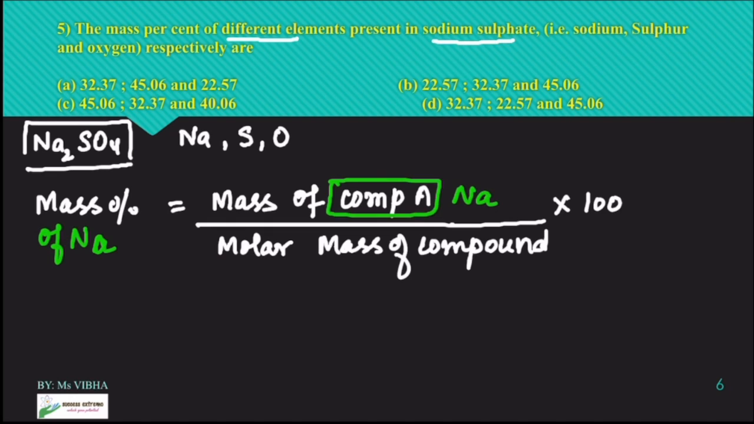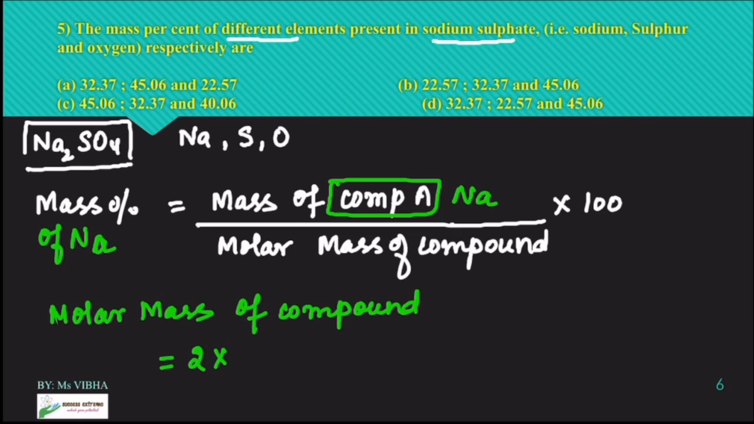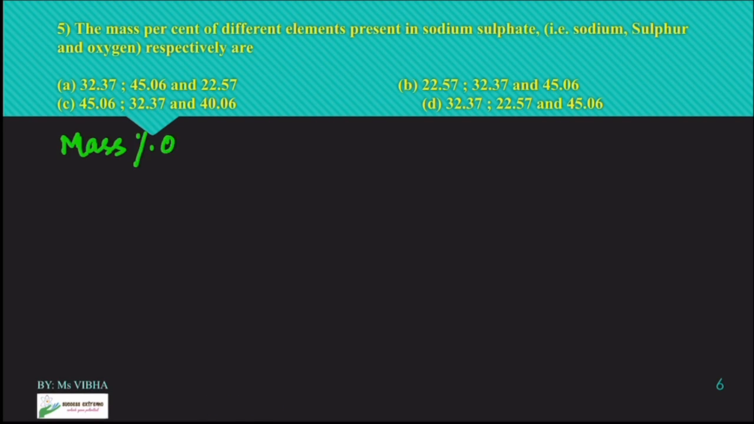Firstly, we need to find the molar mass of the compound. The molar mass of the compound can be calculated as twice the mass of sodium, 22.99, plus mass of sulfur, 32.06, plus 4 times the mass of oxygen, which is 16. We get the total mass as 142.04. So the mass percentage of sodium can be calculated as twice the mass of sodium, because we have 2 atoms of sodium in the compound.